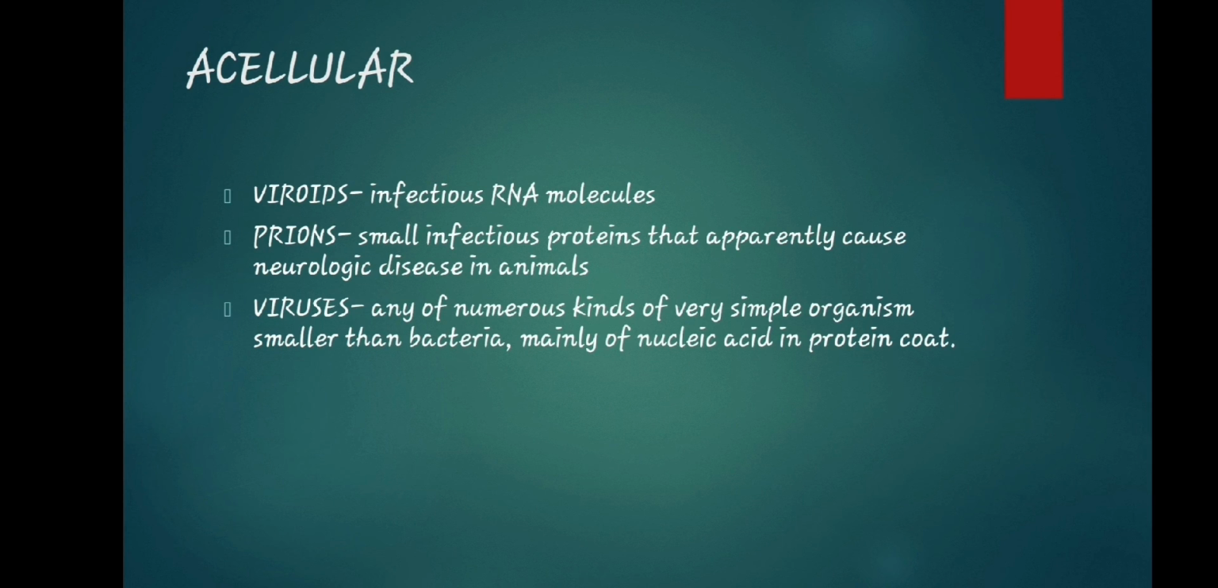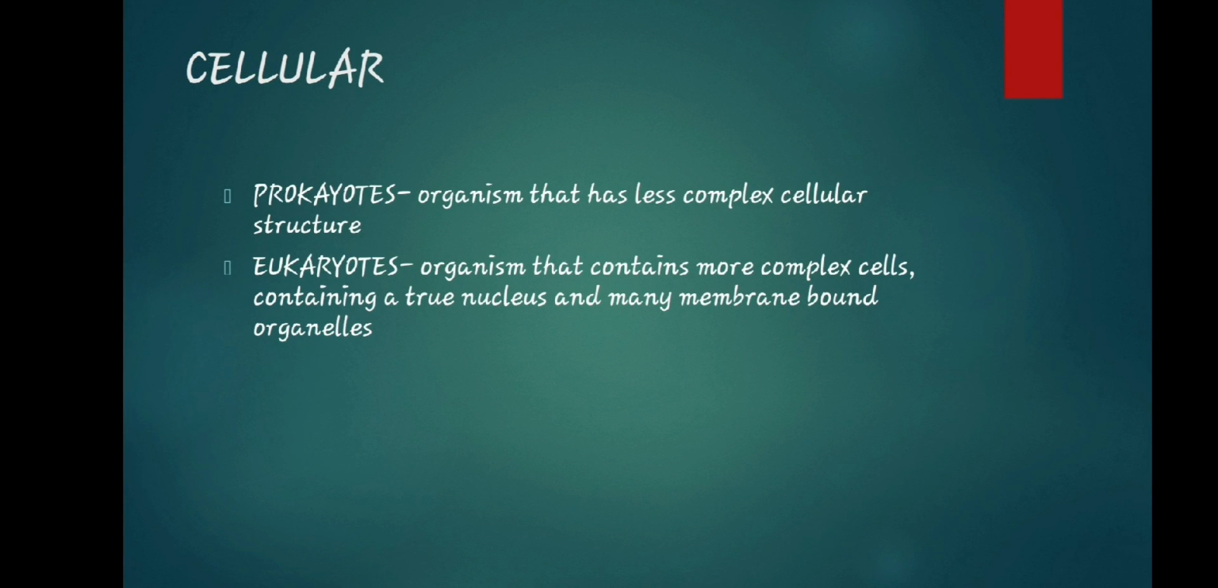Examples of acellular are viroids. These are infectious RNA molecules. Prions are small infectious proteins that apparently cause neurologic disease in animals. Viruses are any of numerous kinds of very simple organisms smaller than bacteria, made mainly of nucleic acid in a protein coat. Since we are talking about cells, we will now focus on cellular.